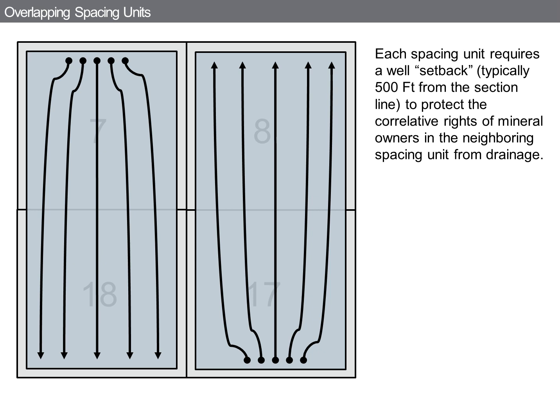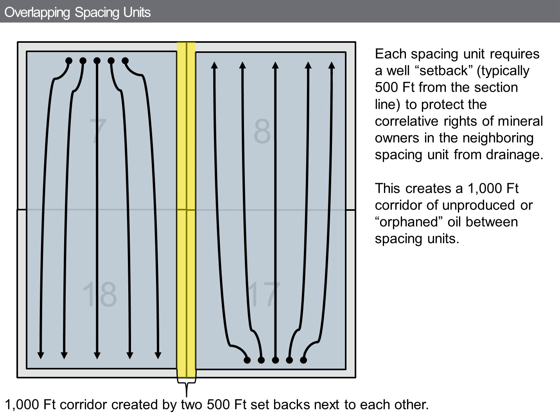Each spacing unit requires a well setback, typically 500 feet from the section line, to protect the correlative rights of mineral owners in the neighboring spacing unit from drainage. This creates a 1,000-foot corridor of unproduced or orphaned oil between spacing units.